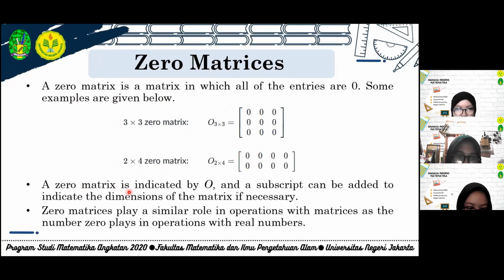A zero matrix is indicated by O, like this. O is a 3 by 3 zero matrix, and a subscript can be added to indicate the dimension of the matrix if necessary. Zero matrices play a similar role in operations with matrices as the number zero plays in operations with real numbers.